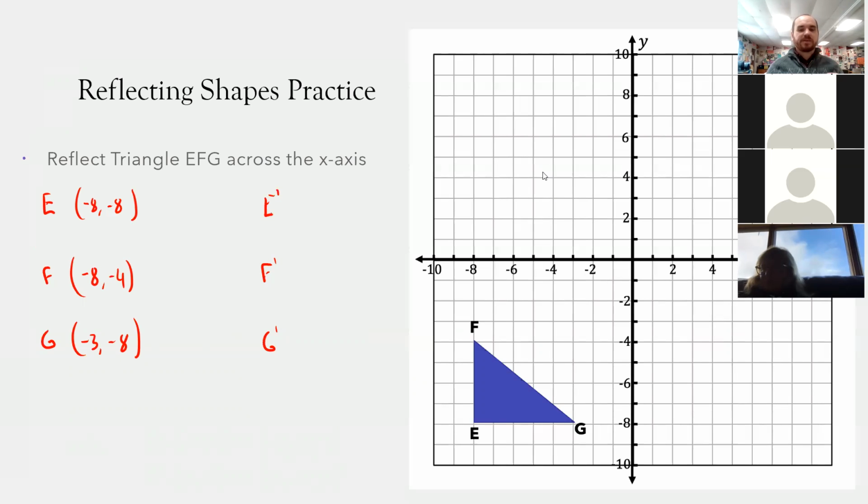Todd, make sure you leave the x value the same. Don't change the x to its opposite. You're reflecting across both axes. There you go.